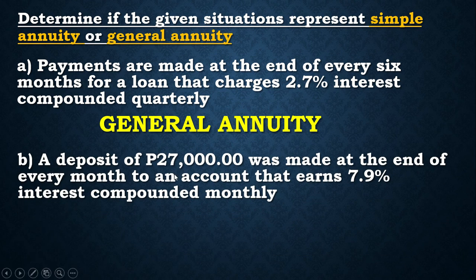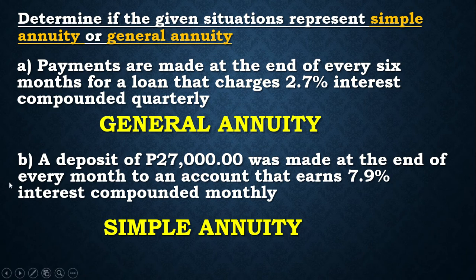Let's have letter B. A deposit of 27,000 was made at the end of every month to an account that earns 7.9% interest compounded monthly. Kung makikita nyo po rito, ang ating payment interval ay every month. Tapos, ang ating interest period ay compounded monthly. So, every month, tapos monthly. So, we do have same payment interval at interest period. So, this will be considered as simple annuity. Pag hindi magkapareho ang payment interval at interest period, that is general annuity. Pag magkapareho po ang payment interval at interest period, that is simple annuity.